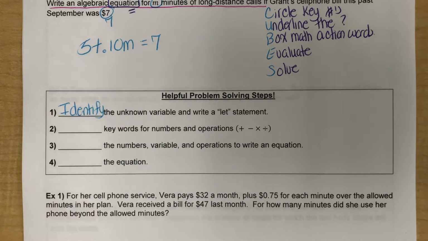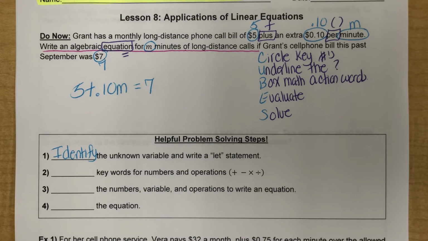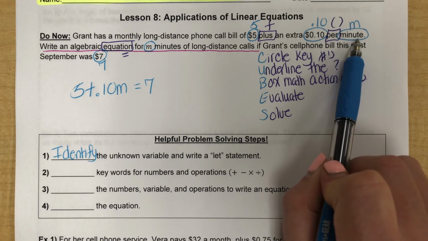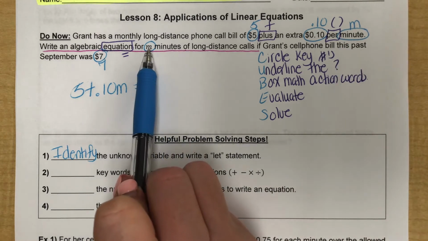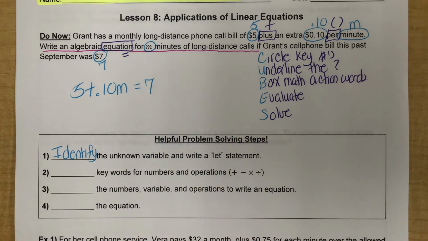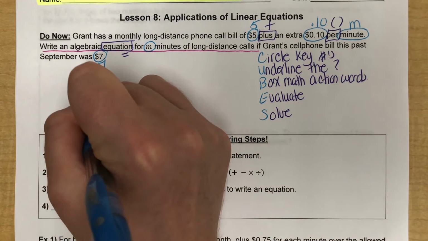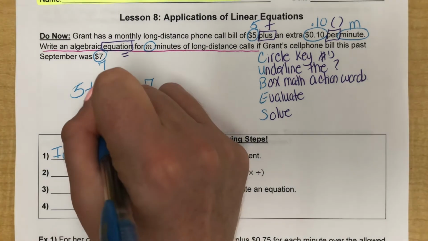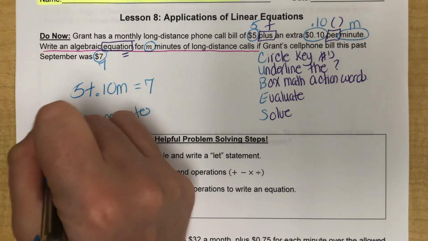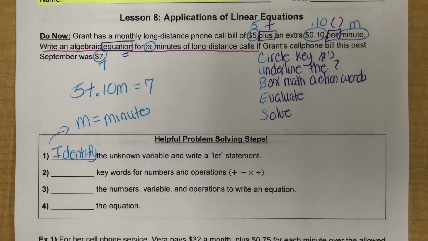Identify the unknown variable and write a let statement. So before, the unknown variable that we had was m, and m represented minutes. In the question, it told me that I want m to represent minutes, but as we work through today's lesson, that might not always happen. And we should literally write out m is represented by minutes. So this is how you would identify or write out a let statement.